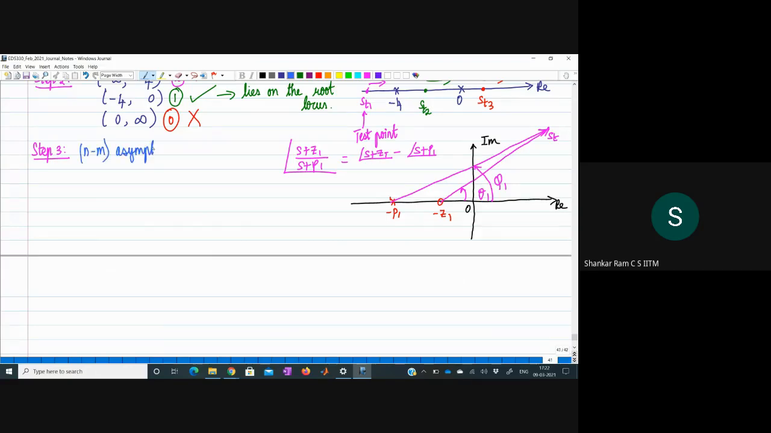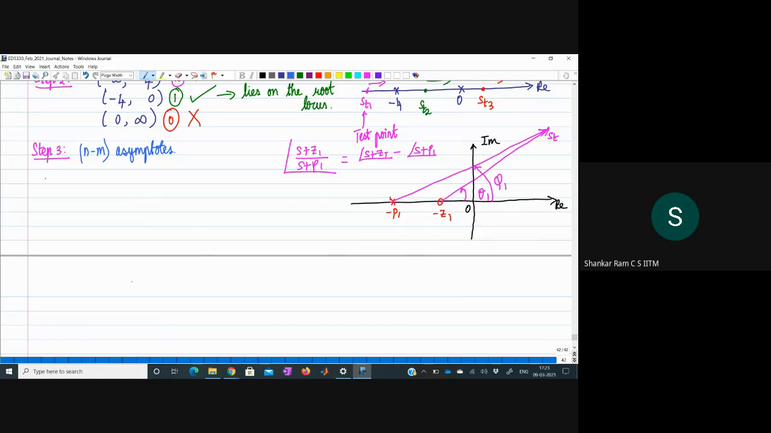So step 3, as far as asymptotes is concerned, applies only when m is less than n. If m is equal to n, then there are no asymptotes. So please note that step 3 is valid only when m is less than n. All right, so that's what happens.